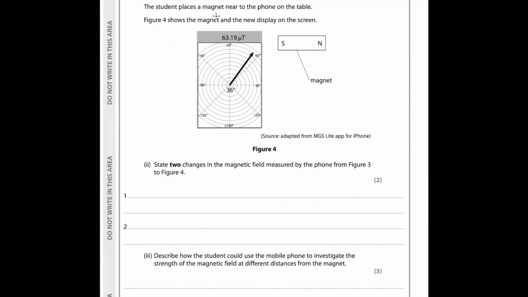The student places a magnet near to the phone on the table. Figure 4 shows the magnet and the new display on the screen. Right, well, the strength's gone up and the direction's changed. State 2 changes in the magnetic field measured by the phone from figure 3 to figure 4. So the strength increased and the direction changed.